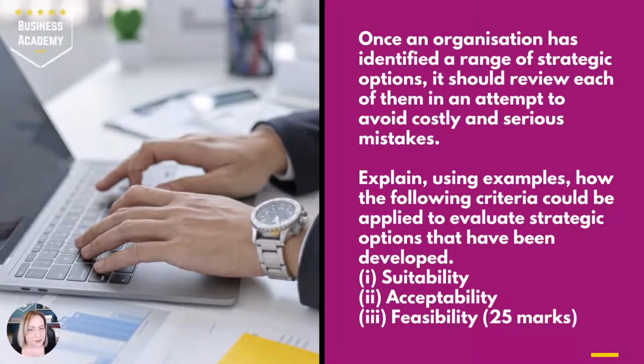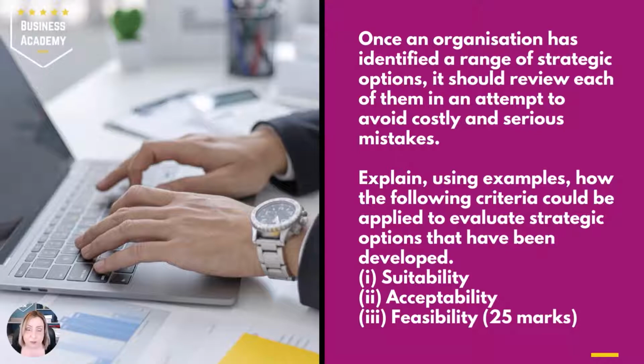A bigger question than normal, but once an organisation has identified a range of strategic options, it should review each of them in an attempt to avoid costly and serious mistakes. Explain using examples how the following criteria could be applied to evaluate strategic options that have been developed: suitability, acceptability, and feasibility. Okay, so this is a big question. We have to make sure that we address all of it.